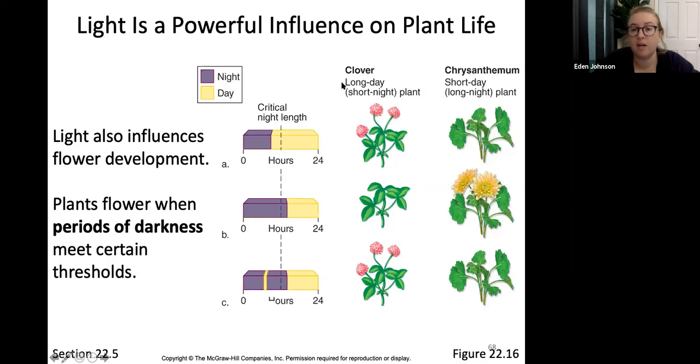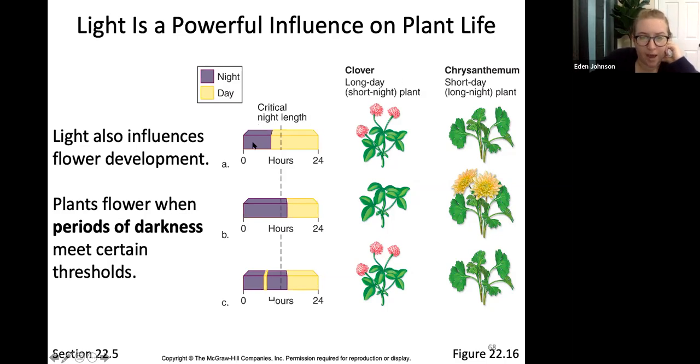Okay, so a clover is a long day or short night plant, whereas a chrysanthemum is a short day and long night plant. So it is going to flower when there are short days and long nights, specifically though, long nights. And we're going to show you the evidence for this. All right, so plants flower when periods of darkness meet certain thresholds.